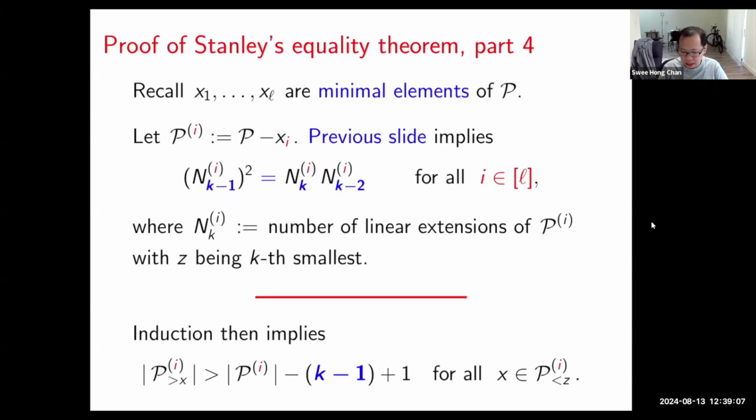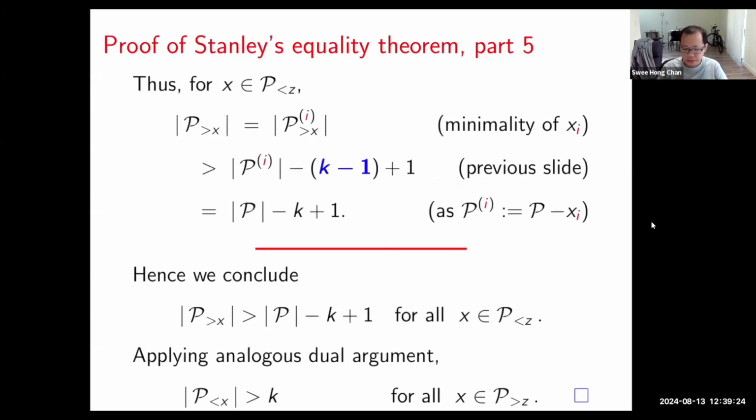Now, notice that this poset Pi is a smaller poset, right? So the number becomes n minus 1. So now we can use induction. In particular, this condition is true by induction on the smaller poset Pi. Now notice P greater than X and Pi greater than X. These two posets only count elements that are greater than X. Because Xi is minimal, it will never be counted in either of these two posets. And therefore the number must be equal, whether or not you remove the minimal element, because a minimal element cannot be strictly greater than X.